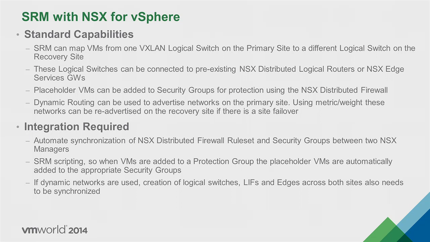Then in terms of things that need some additional integration, what's required here is synchronization of our distributed firewall rule set and security group membership, and also leveraging those hooks that SRM provides so that when VMs are added into a protection group, we automatically add the placeholder VMs into the correct security groups that are already synchronized. And then obviously if we're leveraging dynamic networks, we'll want to synchronize these as well. So this is a process that we've tested and works out of the box. And the integration down here is something that we're validating and we'll be releasing a white paper on. But there's really no reason why you can't start with this immediately.